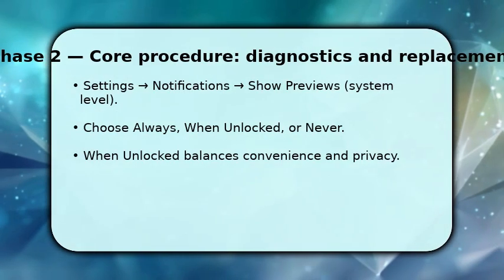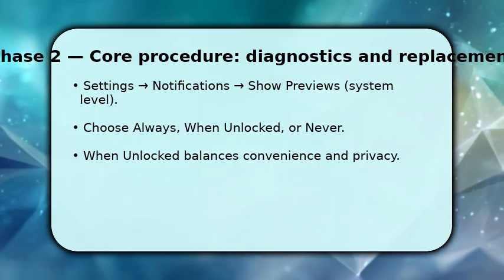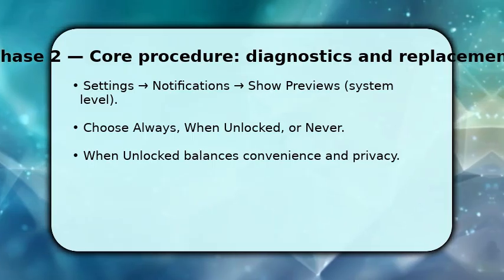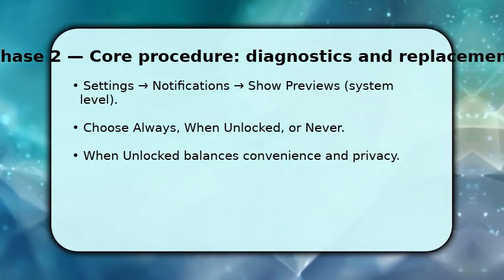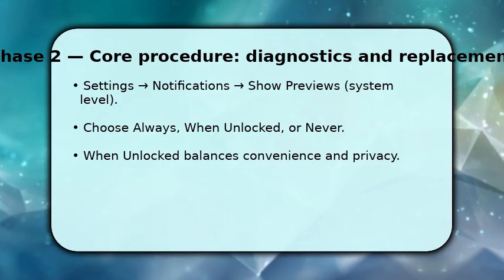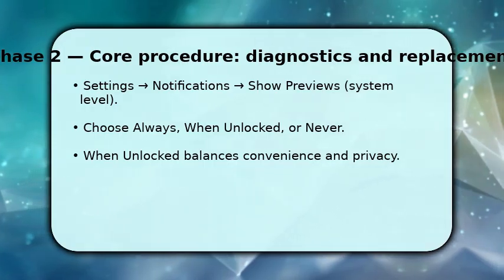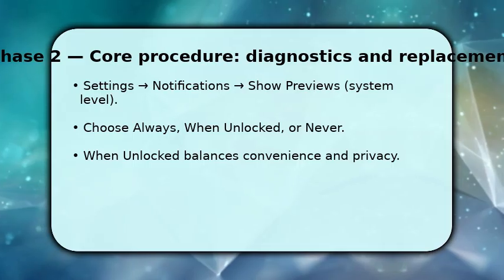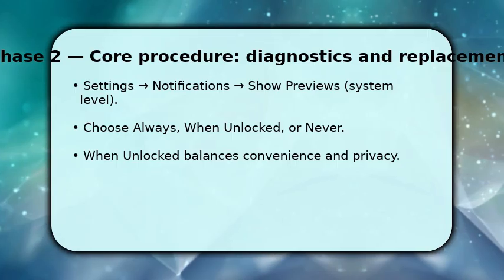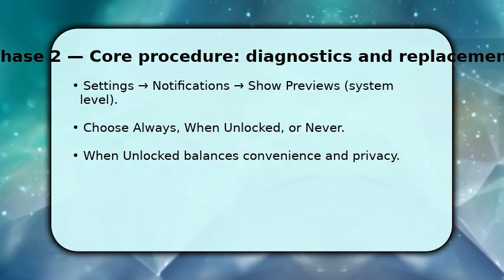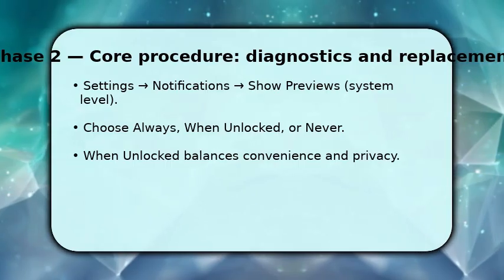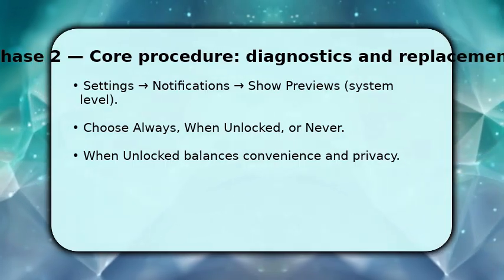Next, you should adjust the system-level Show Preview setting so it applies by default. Go to Settings, Notifications, then Show Previews at the top. That controls the global behavior for apps that use the default. Choose Never to block all previews, or when unlocked to allow previews only after Face ID or passcode unlock. The latter balances convenience and privacy. Make sure to review any app that overrides system settings. Once done, check lock screen behavior to confirm changes took effect.